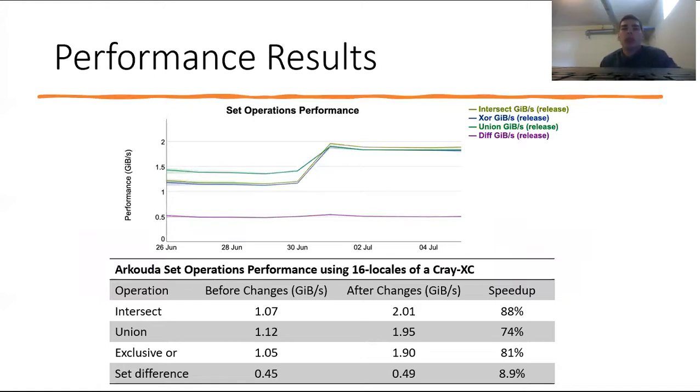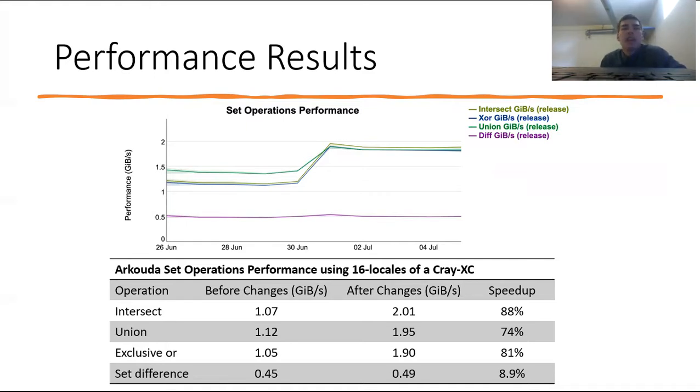Okay, so here are the benchmarking performance results that run on the set operations nightly in Arkouda. And that large jump that can be seen is where these optimizations were merged into the release branch of Arkouda. And the table underneath the graph shows the actual performance numbers in gigabytes per second, with a percentage speedup column and before and after columns as well.